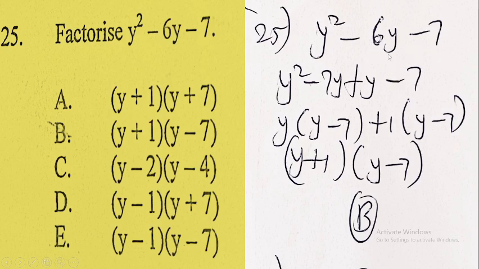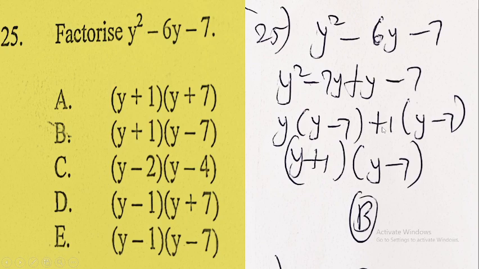Minus 7 plus 1 will give us minus 6, and minus 7 times 1 will give us minus 7. So that will now replace this minus 6y there, and that's what we are having here. So y is common here, so you can factorize the y. That will give us y into y minus 7. Then plus 1 is common here.